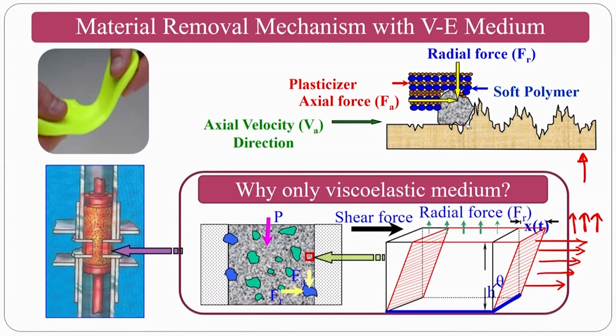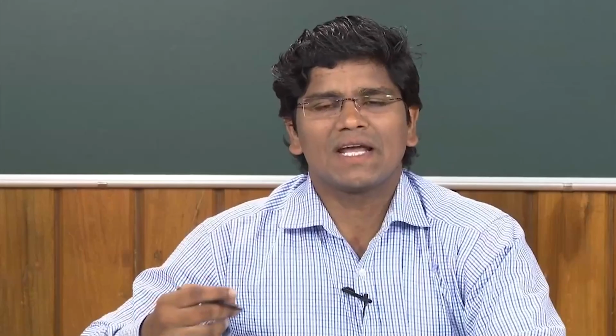So the viscous and elastic components, that is axial force and axial velocity, will move in this direction, and radial force will move in this direction. Because of the radial force, the indentation takes place, and because of the axial force, what will happen? These particular peaks will be sheared. Okay. So you will get the surface finish. That is the material removal mechanism and how the viscoelastic effect came into the picture.